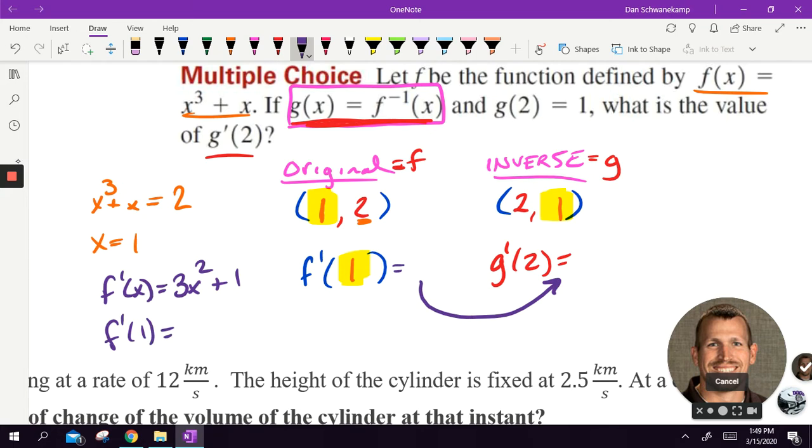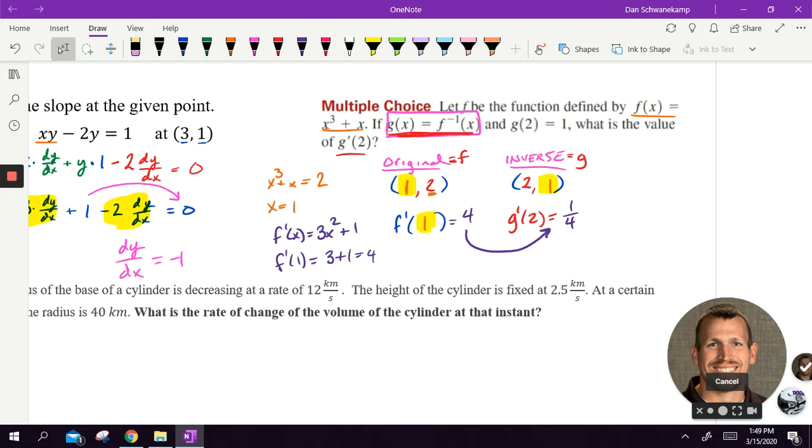And then I plug in 1. 3 times 1 is 3 plus 1. That's 4. Lovely. I'm doing the reciprocal of that, so it'd be 1/4. If you need more practice with that, jump on Khan Academy.